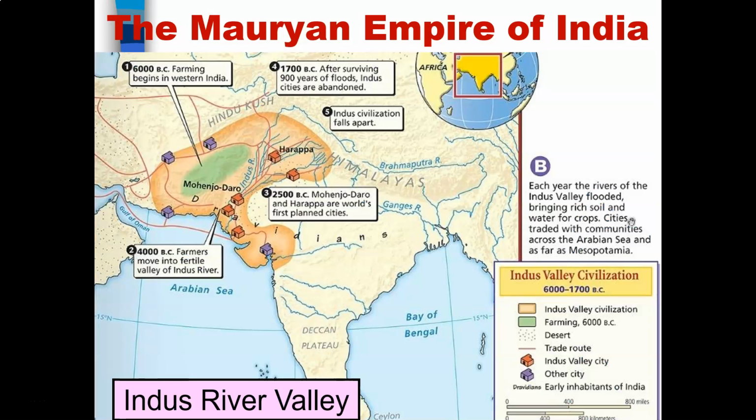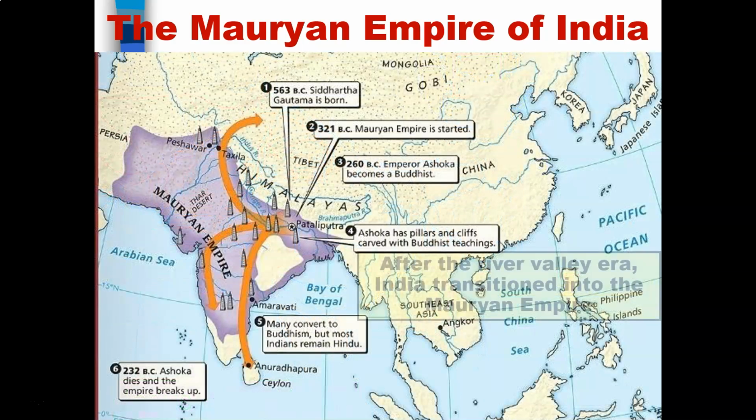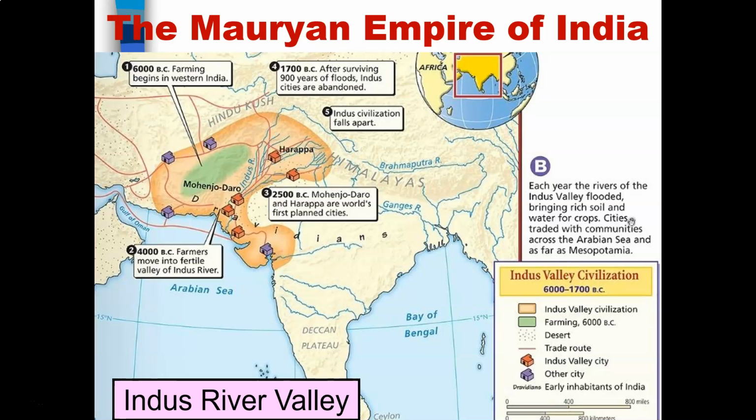Now let's move on to the Mauryan Empire of India. Let's move through the information that we have in front of us. Number one, around 6000 BC, farming begins in Western India. Number two, around 4000 BC, farmers move into the fertile valley of the Indus River. Number three, around 2500 BC, Mohenjo-daro and Harappa are the world's first planned cities. Number four, around 1700 BC, after surviving 900 years of floods, Indus cities are totally abandoned. And number five, Indus civilization falls apart.